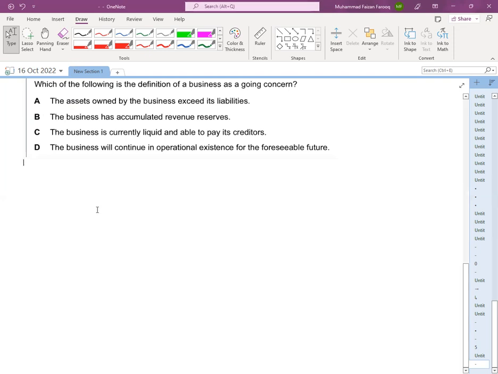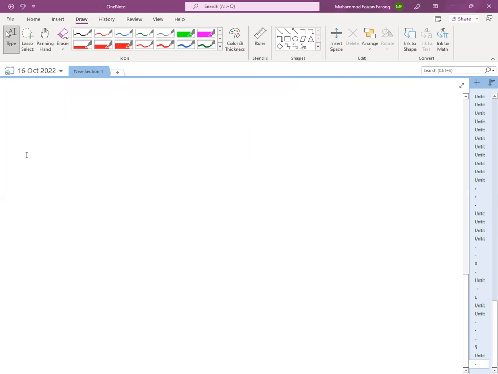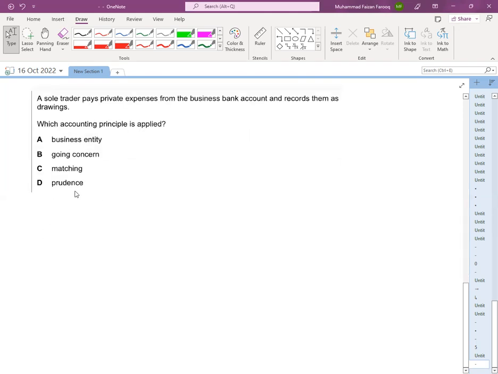Okay, now option A, read it. B, read it. C, read. D, the business will continue its operation in existence in the foreseeable future. Foreseeable future means the next 12 months. So what should be the answer for this particular question? The answer is supposed to be option D. D for duck.